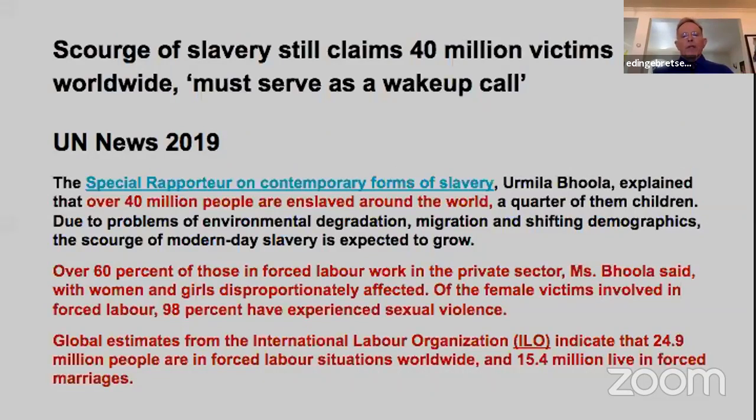Scourge of slavery still claims 40 million victims worldwide, must serve as a wake-up call. The Special Rapporteur on Contemporary Forms of Slavery at the UN: 60% of those in forced labor are women and girls, disproportionately affected. Of the female victims involved in forced labor, 98% experience sexual violence. And if you want to know where they locate the center of much of this criminal activity, wait for that and see.